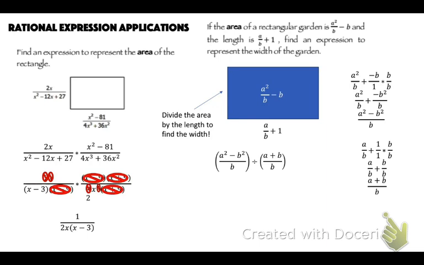Okay, and then dividing is the same as multiplying by the reciprocal. So it's a squared minus b squared over b times b over a plus b. That a squared minus b squared, that's the difference of squares. So that's going to be a plus b and a minus b. So the a plus b's cancel, the b's cancel, and I'm just left with a minus b.